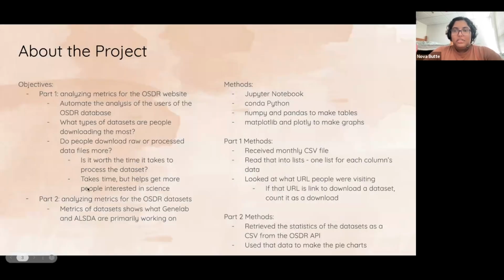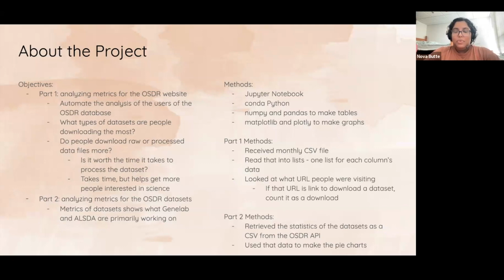So my project was to quickly and reliably determine what datasets people were interacting with the most on the OSDR website, and then what the statistics for the OSDR datasets themselves were. The spreadsheets that have the data on who's using the website and what datasets they're downloading are hundreds of thousands of rows long, so obviously it takes a long time to count all that up. So my job was to write code to automate that process to make it quicker, easier, more reliable, so nothing gets miscounted.